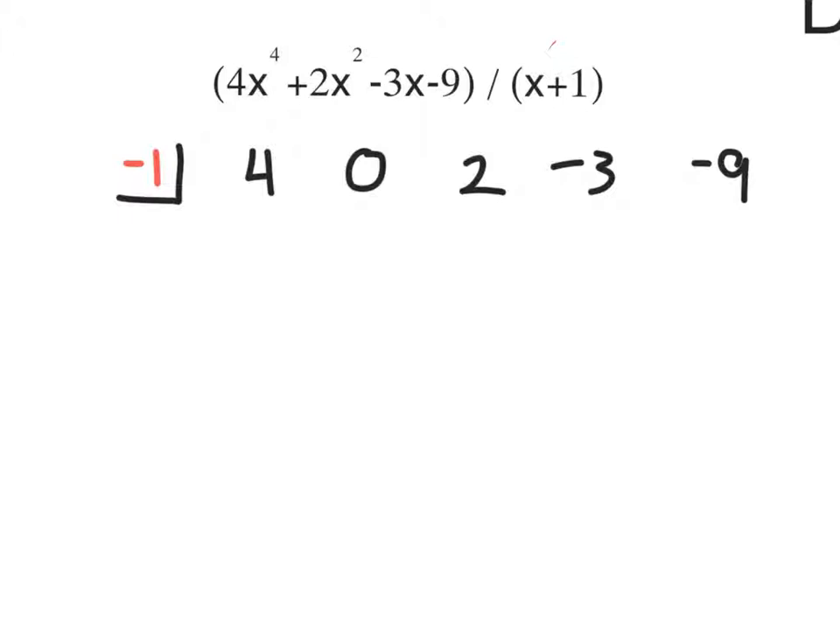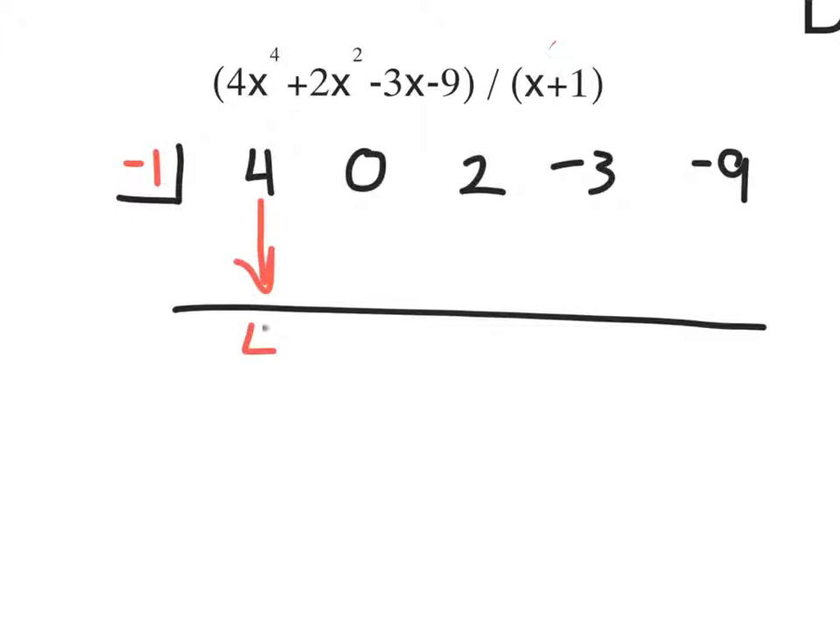Now, we're also going to put this line down here. I know this looks kind of weird. This is the very first time you see it. And the trick is to take your 4 and simply bring it down. You're going to write it down here, 4. Okay? And then what we do is take the negative 1 times 4, and what's our answer? Negative 4. We're going to take that negative 4 and write it right here below the 0. And then we go 0 plus negative 4, and we get negative 4.